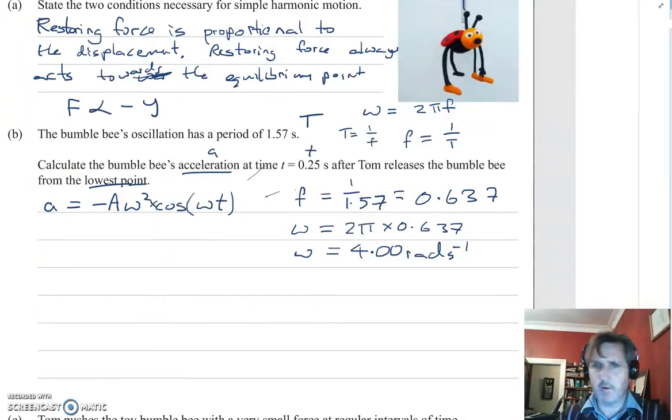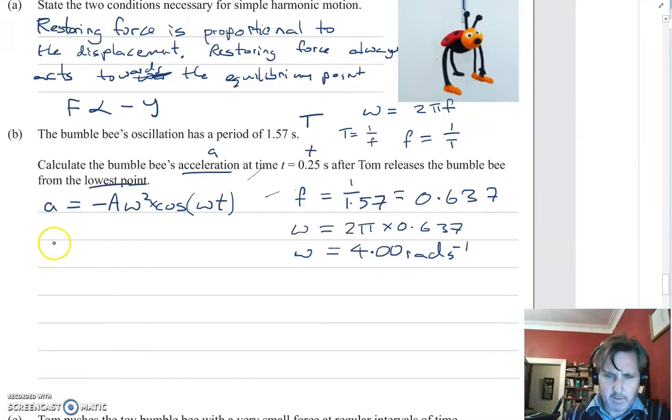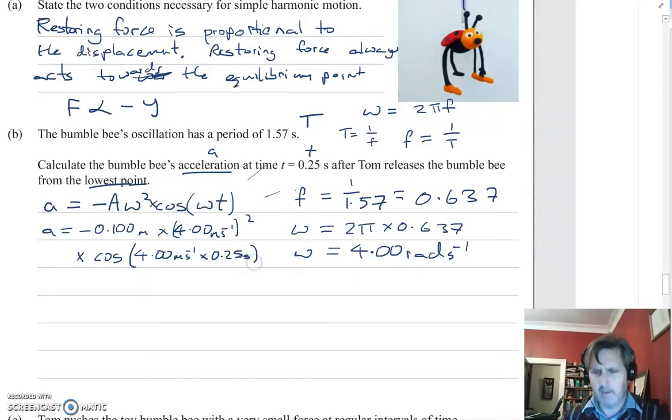Okay, so we're just going to go about and calculate the acceleration. Acceleration equals negative, we said the amplitude was 0.1 meters, times omega squared, which is 4.0 per second (s^-1) squared. Let me just put the rest of this down here, times the cosine of 4.00 meters second negative 1 times 0.25 seconds. So I put this in my calculator.